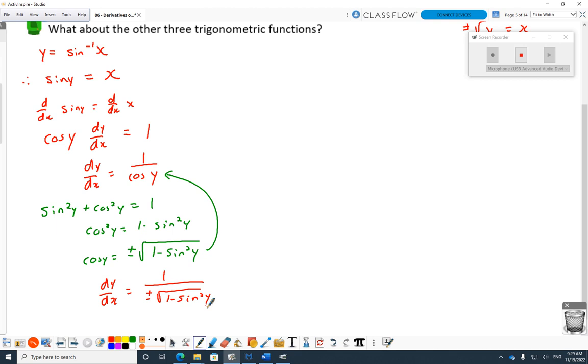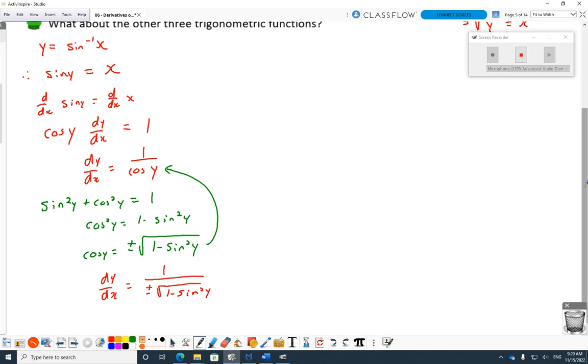You can totally look at that and go, that was a lot of work, and I must be honest with you, Mr. Todd, that did not make it better. That looks worse to me. I liked 1 over cos y. Now that you've done all that work, I liked 1 over cos y, not 1 over plus or minus square root 1 minus sine squared y.